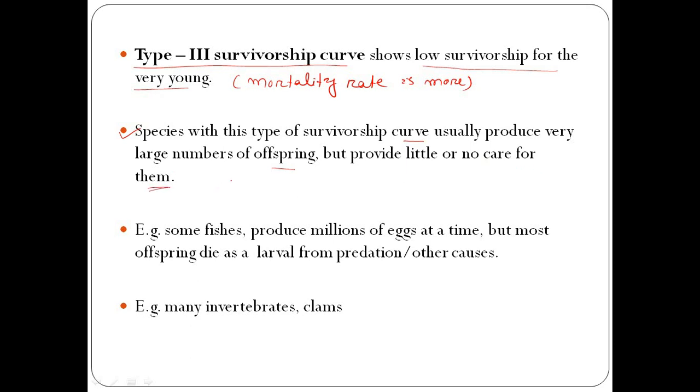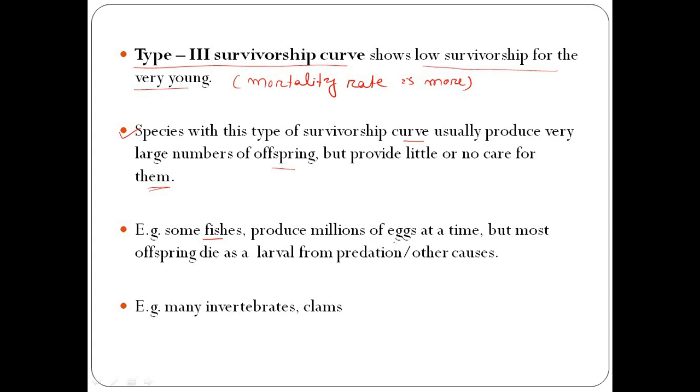In type 1, the species produce few offspring so that they can take care of them properly. But in case of type 3 survivorship curve, offspring are more in number and they get less parental care from their parents. So the mortality rate is more, or they die in greater numbers during the early age.